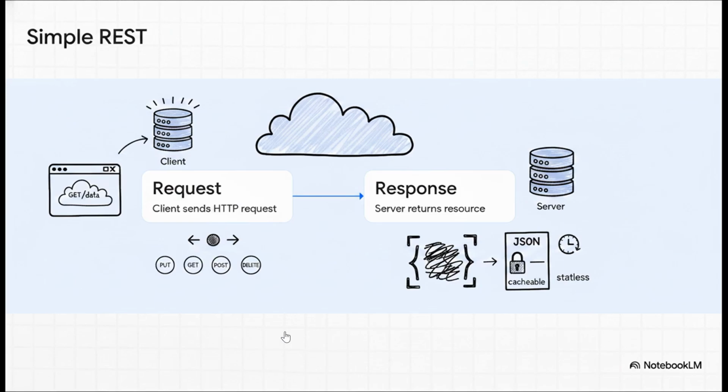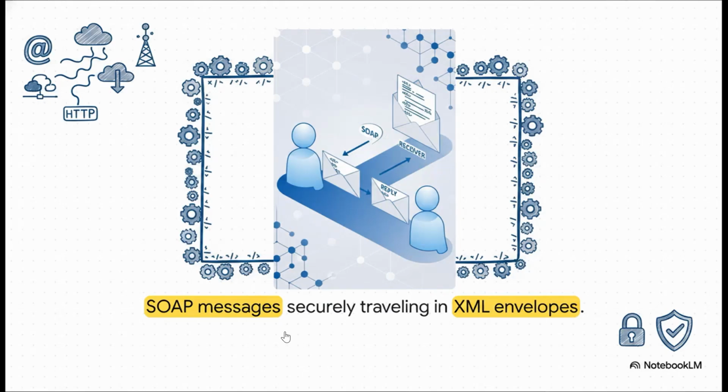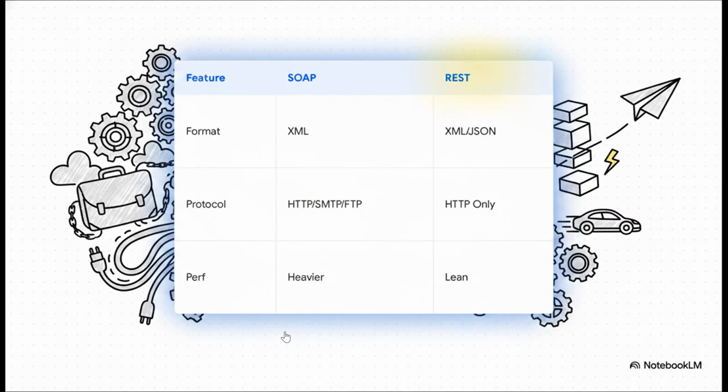fast and lightweight. Now contrast that with SOAP, the Simple Object Access Protocol. SOAP is a much stricter, highly standardized messaging protocol. Every single message is wrapped in an XML envelope, and while it typically runs over HTTP, it's actually flexible enough to run over other protocols too, like SMTP or FTP. It's definitely a bit heavier than REST, but it's incredibly robust for enterprise-level communication, where strict, machine-readable formatting is absolutely non-negotiable. So, the million-dollar question, when do you use which?